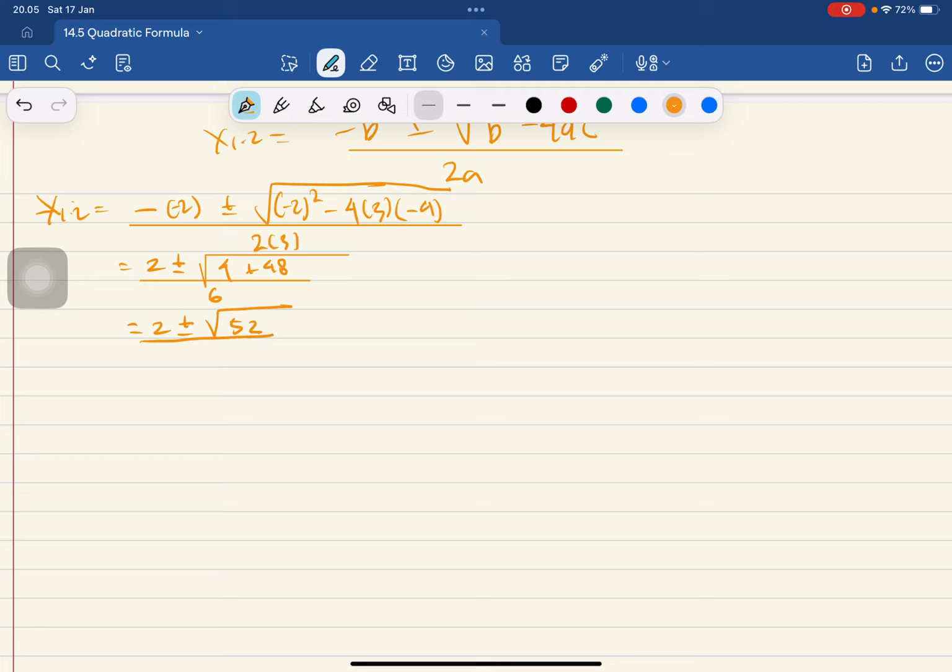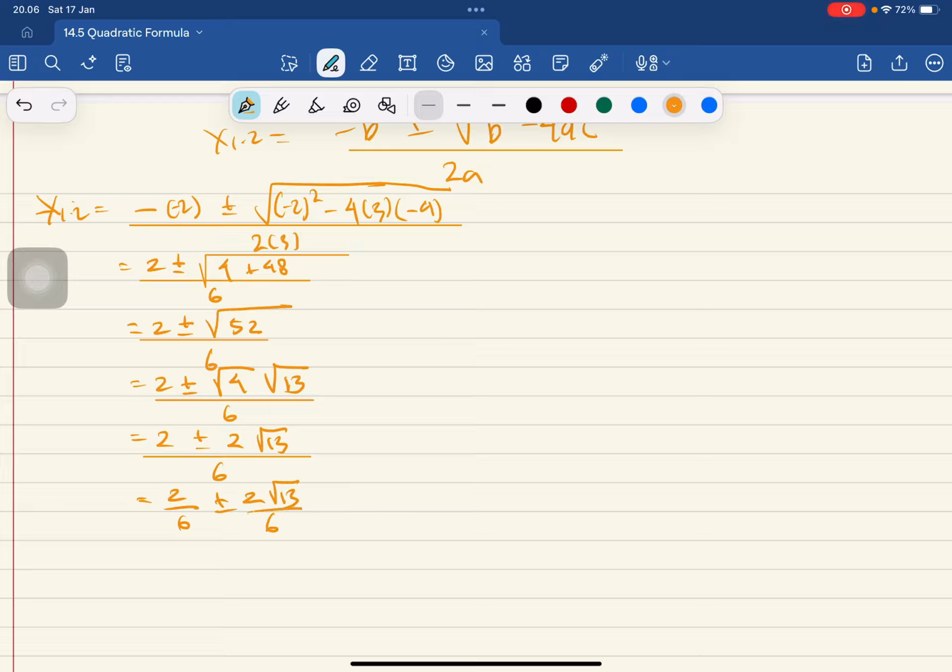We divided by 6. So 52, we have to simplify. It's going to be 2 plus minus square root of 4 multiplied by square root of 13, divided by 6. So it's going to be 2 plus minus 2 square root of 13, then we divide by 6. If you got confused, let's separate: 2 over 6 plus minus 2 square root of 13 divided by 6.